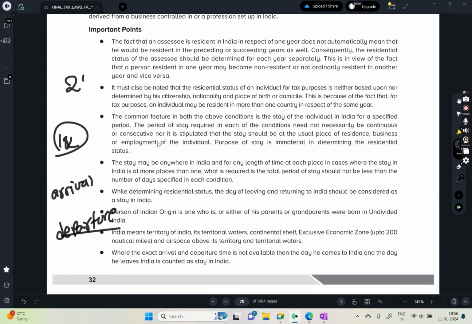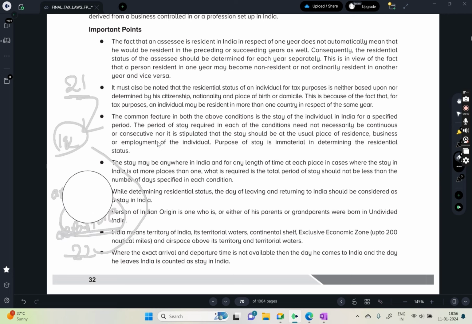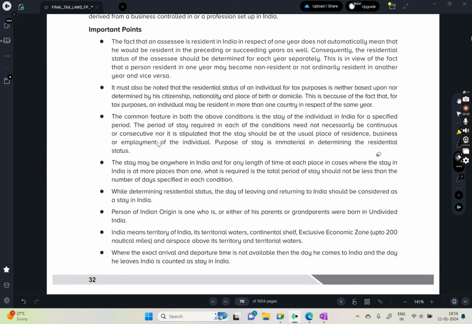Let's say you came to India on 21st. Then the 21st will be considered in the 182 days. You are leaving India on 22nd. That means you stayed in India that day, right? So that 22nd also will be considered while calculating 182 days. You understand? Yes, sir.